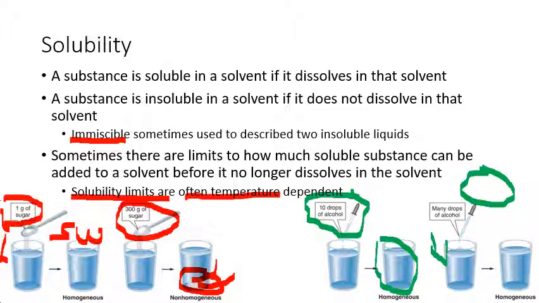But if they're different states, then you may have a problem where one will eventually run out of room for the other. If you had a solid dissolved in a liquid or a gas dissolved in a liquid, you may get to the point where it no longer dissolves. You've reached the solubility limit, and then you can't add any more of that substance, even though it is soluble. So there is a limit to how much a soluble material can go into a solution if the solute and the solvent are different states of matter.